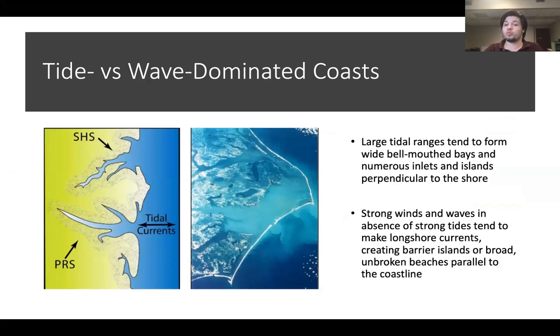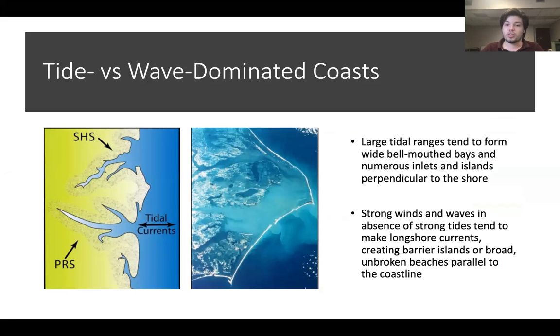So large tidal ranges tend to form wide bell-mouthed bays and numerous inlets and islands perpendicular to the shore. So you can see that here on the left. This would be a coastline primarily formed by tidal processes.